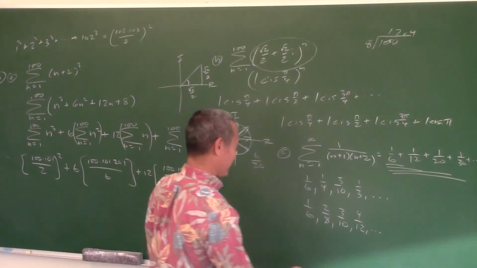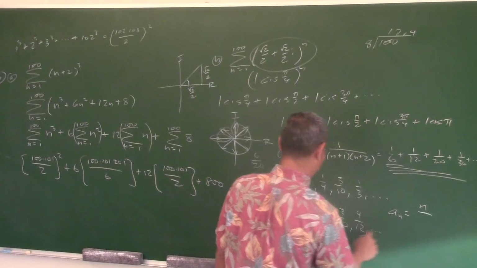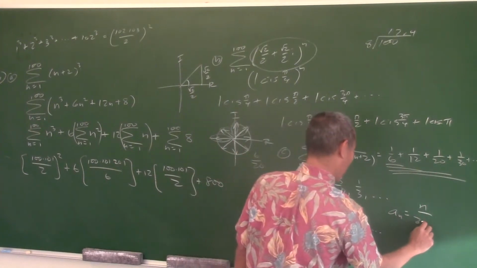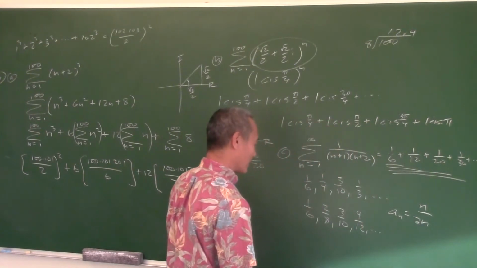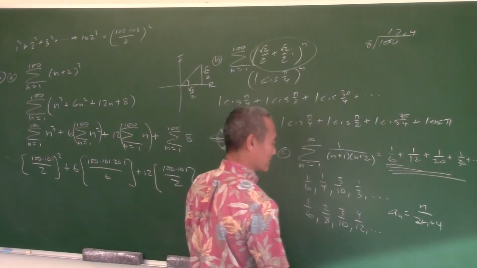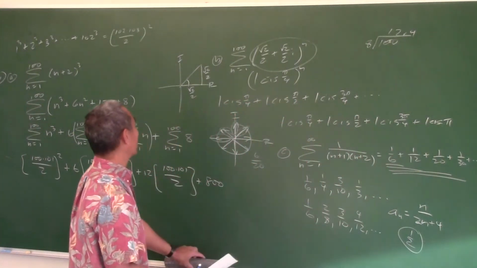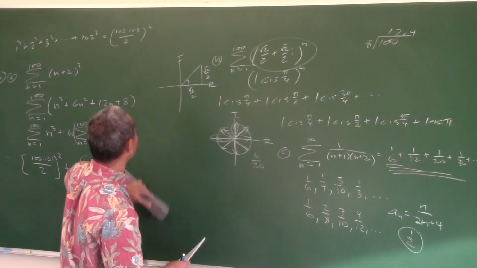See the pattern? So the explicit formula for this sequence would be n over, and then the common difference is 2, so 2n, and then adjust. If you plug in 1, you want to get 6, so plus 4. And what would be the limit of the sequence? That's right, 1/2. So if I keep on adding these numbers forever, you will get exactly 1/2.